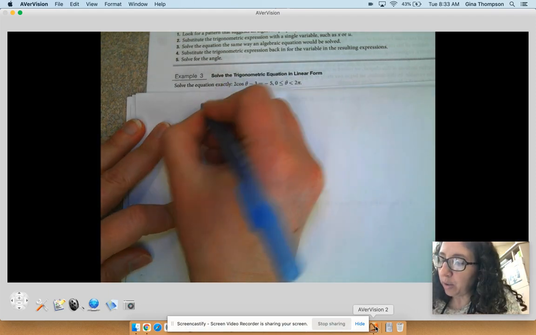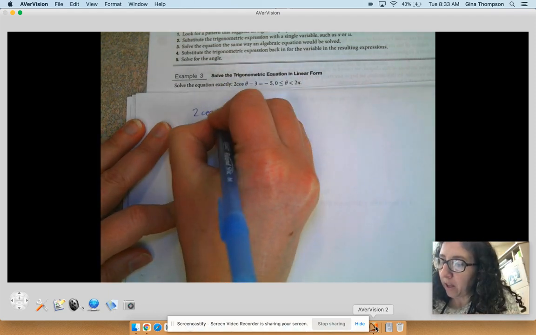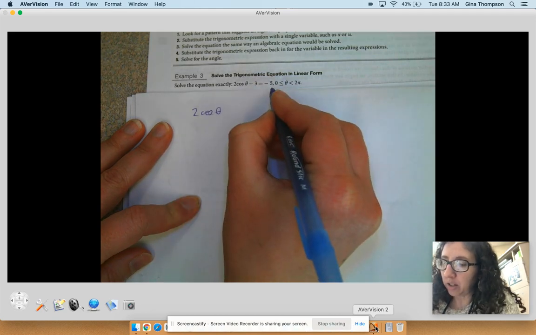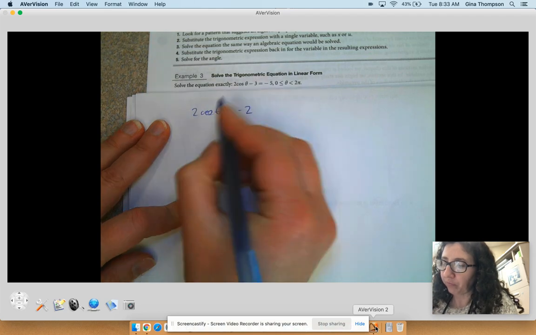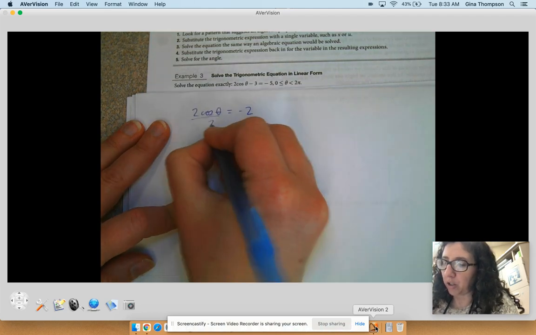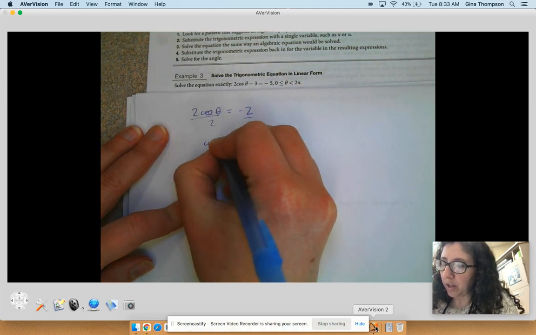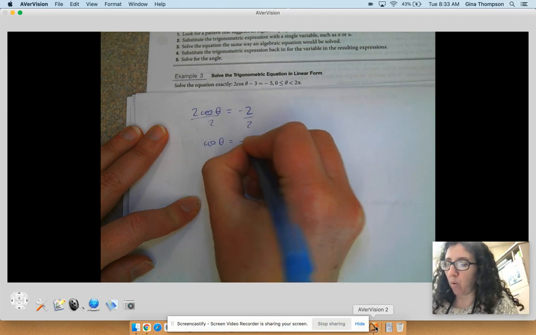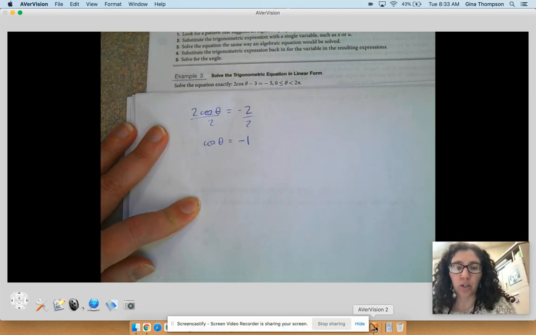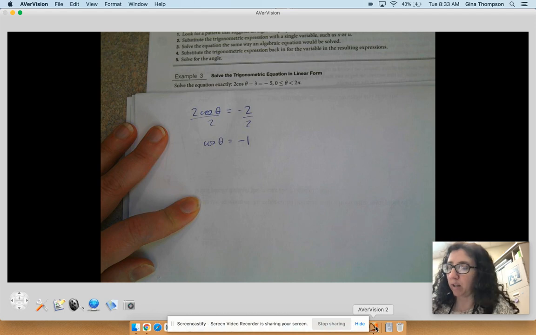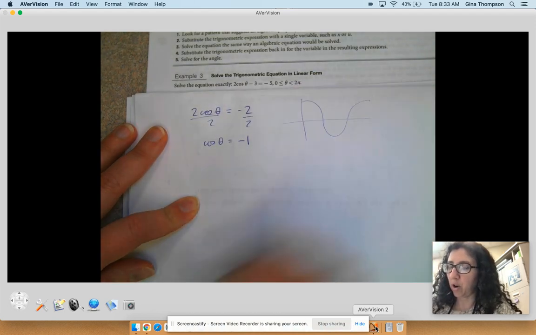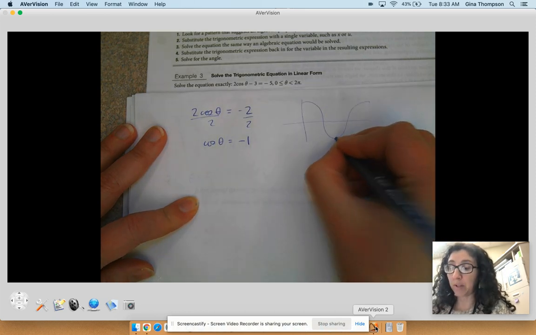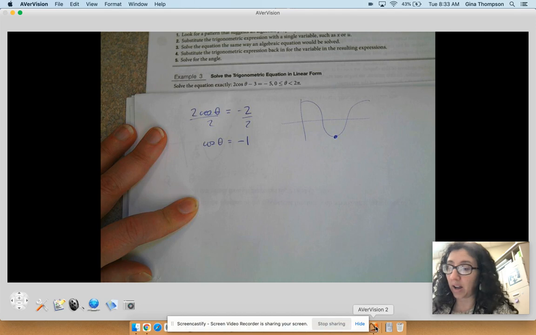Okay, so first let's do some algebra. And maybe I'll add +3 to both sides. So I get a -2 there. And now let's divide both sides by 2. So cosine of theta equals -1. So the question is, where is cosine of theta equal -1? So thinking about our cosine graph, there's just going to be one value here, right? What are we expecting? We're expecting one value where cosine is -1.